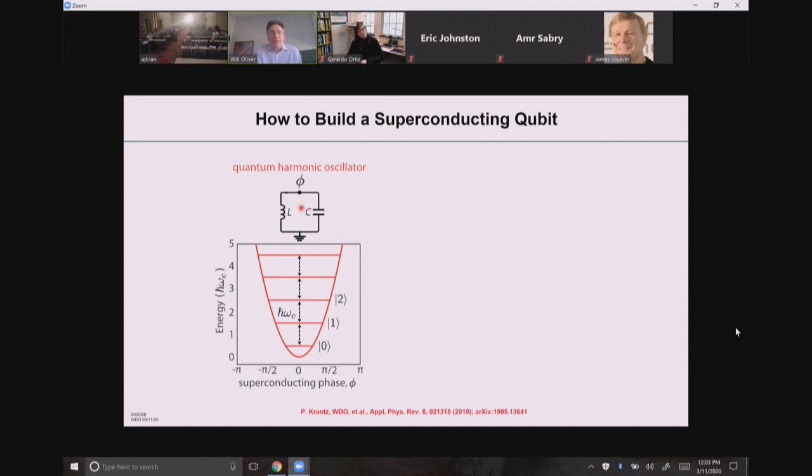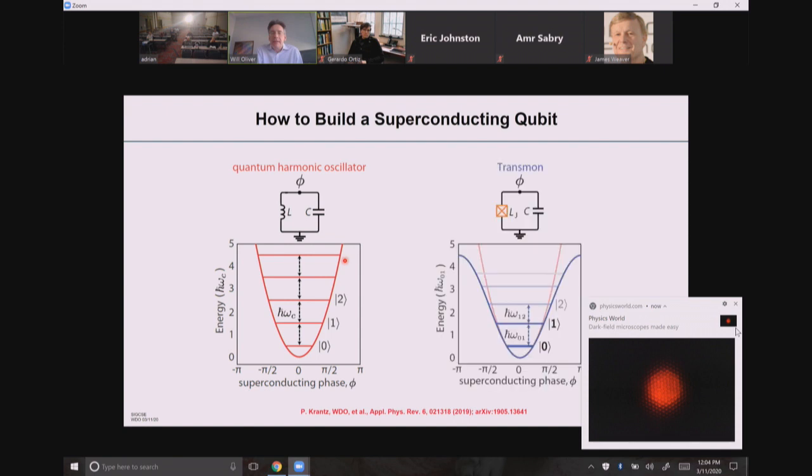And that's because this is a harmonic oscillator. It has a harmonic potential profile. And in order to make it anharmonic, we need to add a nonlinear element. So we could pick either the inductor or the capacitor. We pick the inductor because there's something called a Josephson junction, which has many properties, but one of which is that it's a highly nonlinear inductor.